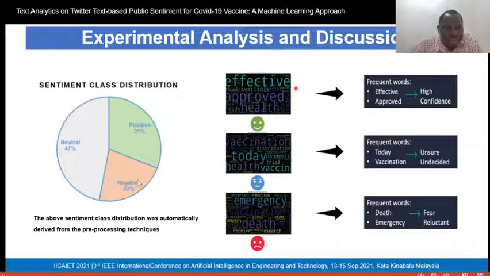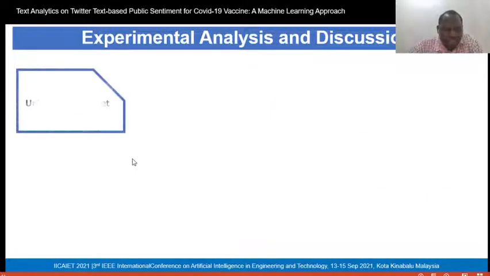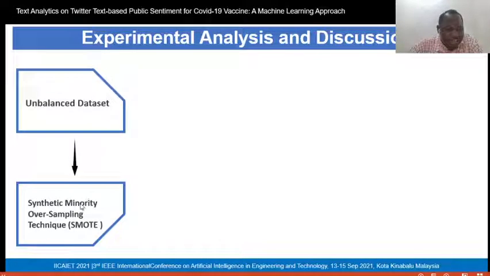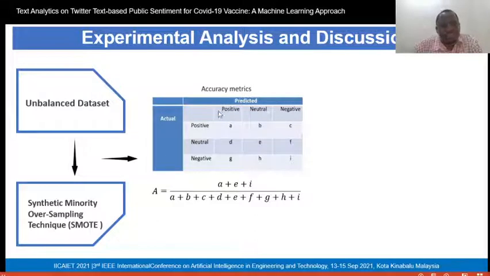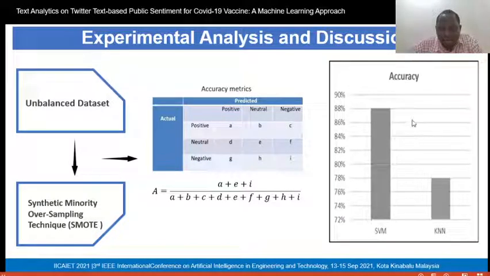So these sentiment classes, the distribution and the labeling, are where we apply the SMOTE technique. The data set was unbalanced, so we apply SMOTE, the synthetic minority oversampling technique, to help us balance the data. The evaluation metric that we use in this research is accuracy, because we just care about the accuracy of the model. After applying SMOTE, we pass the data to our machine learning algorithms, and this is the result that we obtain based on the accuracy of the model.